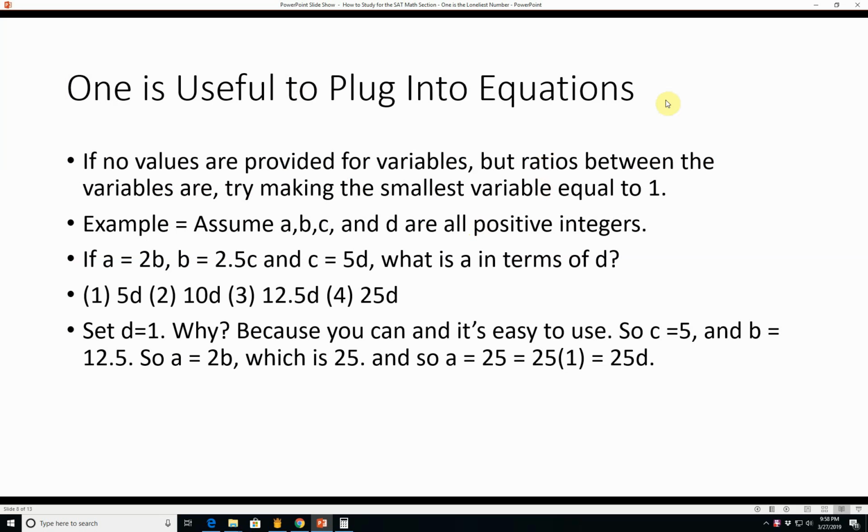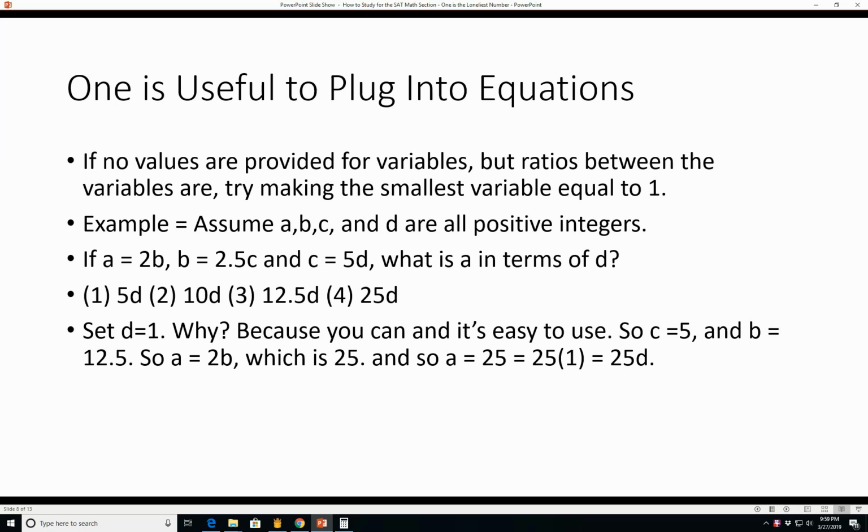One is useful to plug into equations. If no values are provided for variables in a problem, but ratios between the variables are, try making the smallest variable equal to 1. Example, assume that a, b, c, and d are all positive integers. If a is equal to 2b, b is equal to 2.5c, and c is equal to 5d, then we can see that b must be smaller than a because a is equal to 2b, b is equal to 2.5c, and c is equal to 5d. And since they're all positive integers, then it has to be that d is the smallest and a is the largest. So what is a in terms of d?